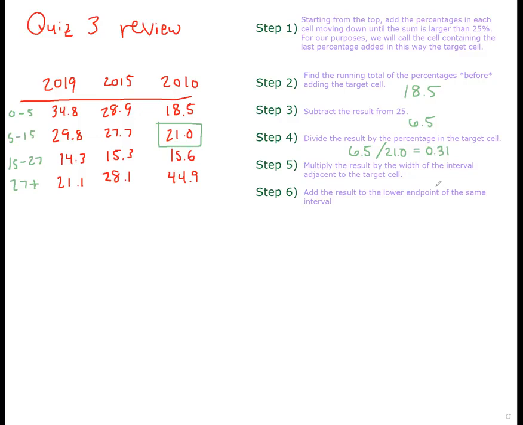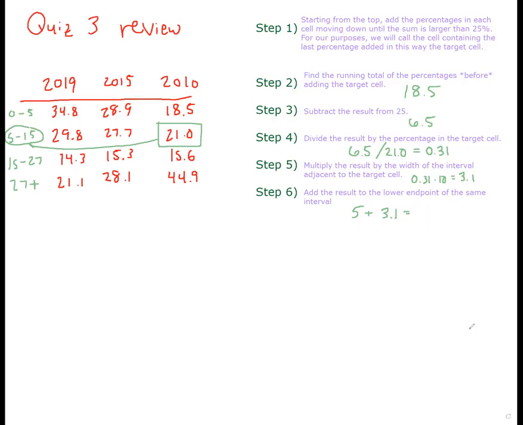Okay, multiply that by the width of the interval adjacent to the target cell. This is still the interval that has a length of 10. So 0.31 times 10 gives me 3.1. Then we're going to add that to the lower endpoint of the same interval. So we get 5 plus 3.1, which is 8.1. Okay, that was the first quartile for 2010.